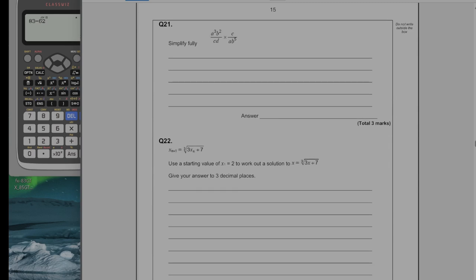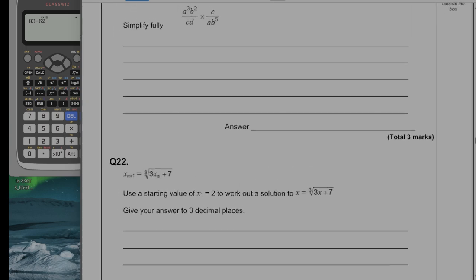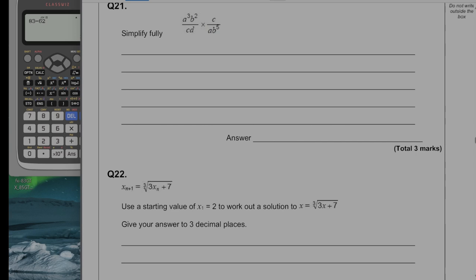Question 21, simplify fully. So I'm going to do a bit of diagonal cancelling here. Let's make it a bit bigger. Right, so what I can do is cancel those C's straight away. I can cancel 2 of the B's as well. So that's going to leave, and I can cancel an A.